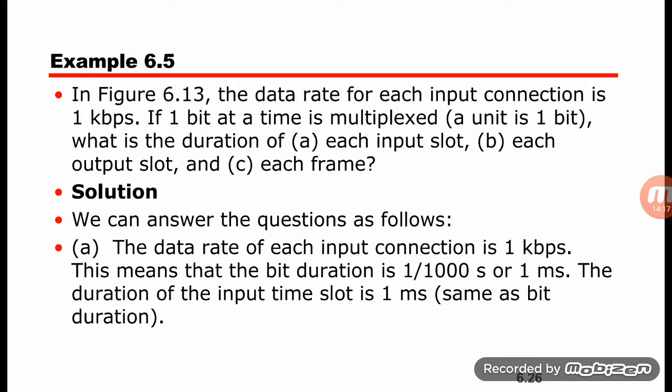Now he's asking how much is the output bit duration. I know I have 3 users. So the time for each one has to be 1/3 of what you had over here. So output bit duration is equal to t over 3, which is equal to 1 over 3 milliseconds.